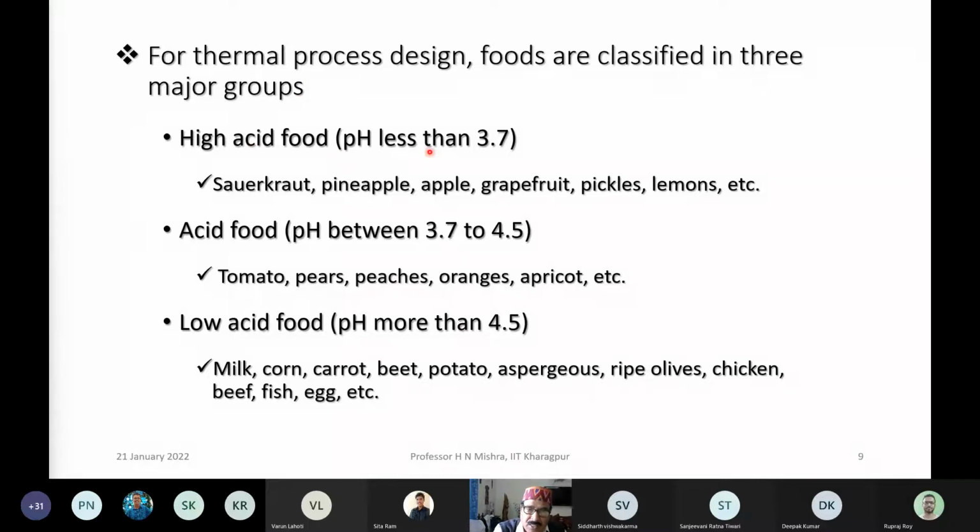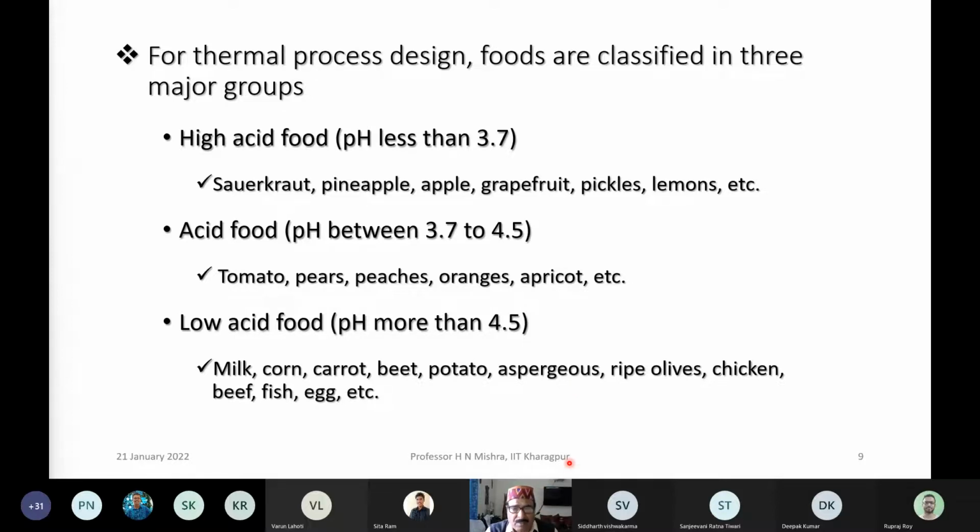High acid foods are those which have pH less than 3.7, like sauerkraut, pineapple, apple, grapefruits, pickles, lemons, etc. Apple means some varieties of apple, raw apple particularly. Acid foods have pH between 3.7 to 4.5: tomato, pears, peaches, oranges, apricots. And low acid foods have pH more than 4.5, like milk, corn, wheat, carrot, potato, asparagus, ripe olives, chicken, beef, fish, egg.